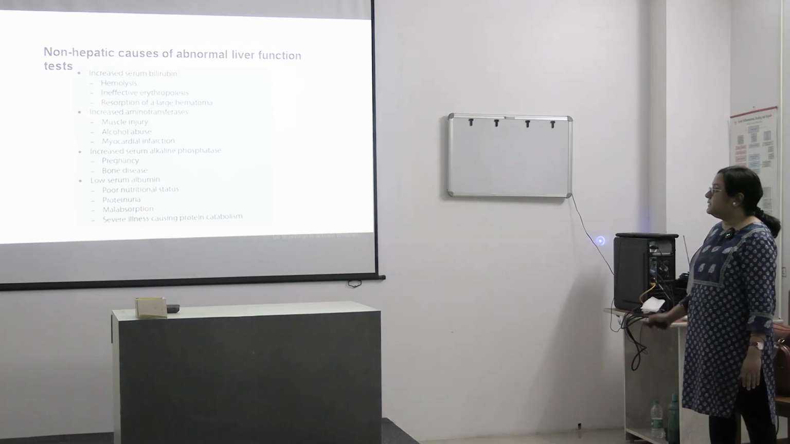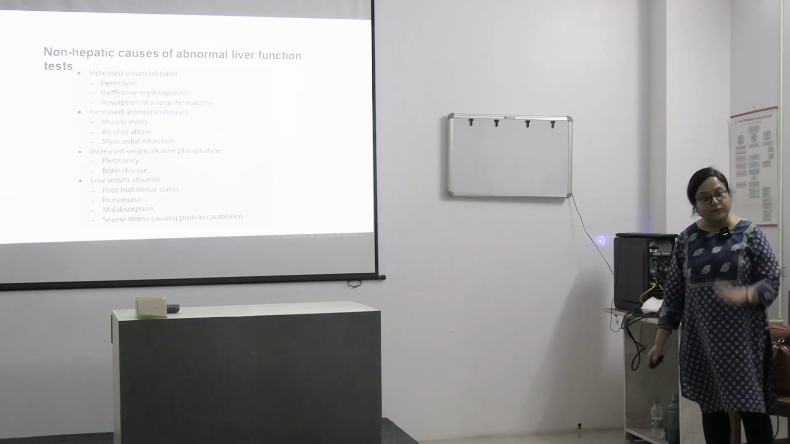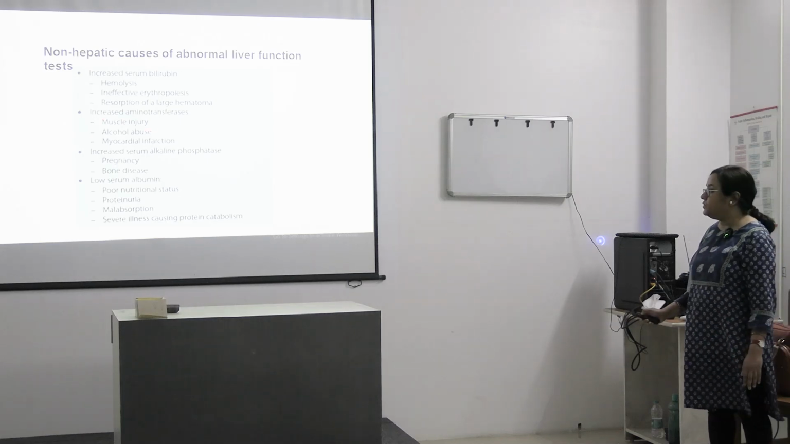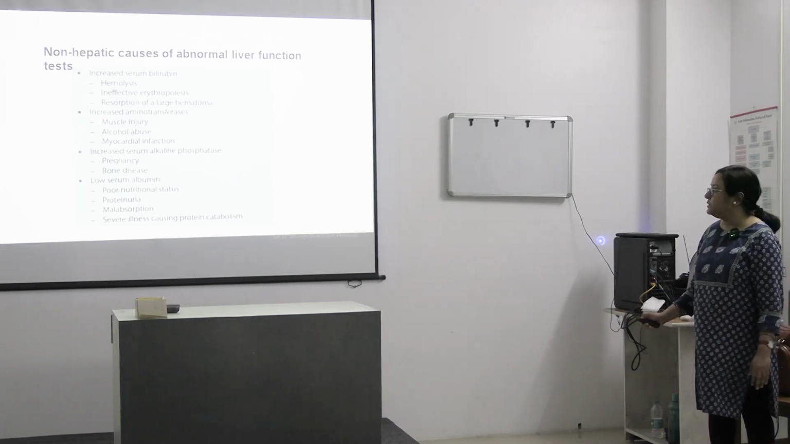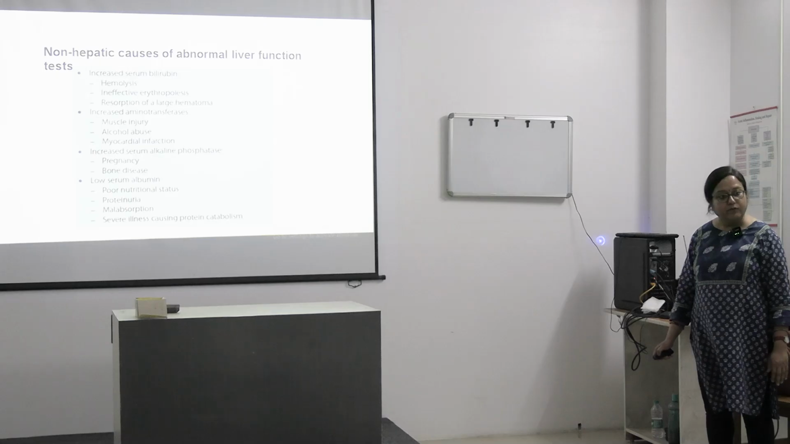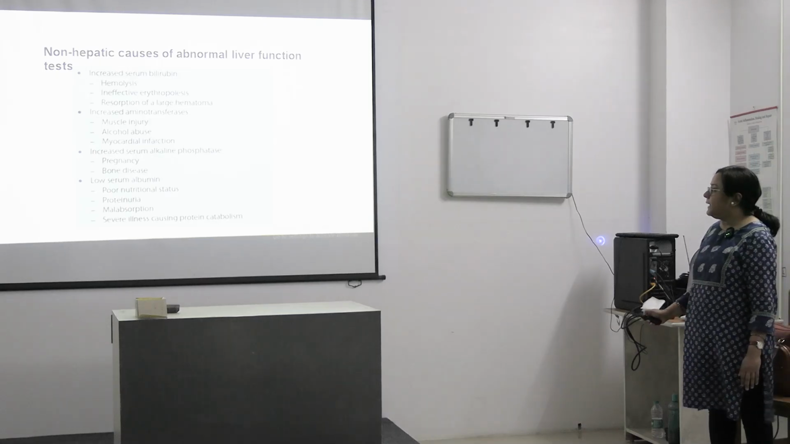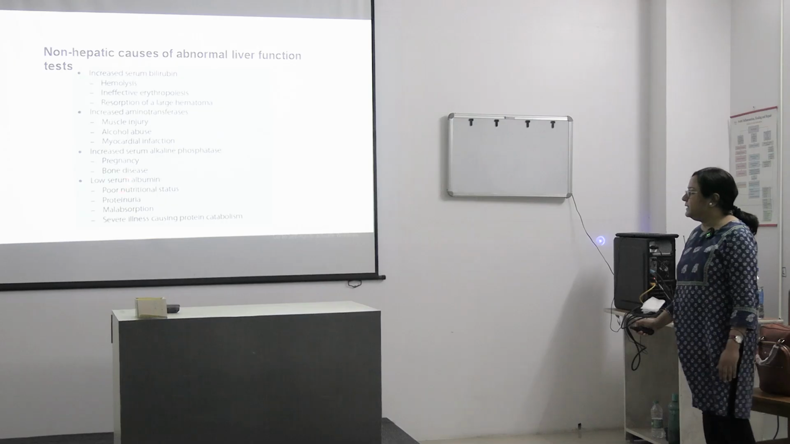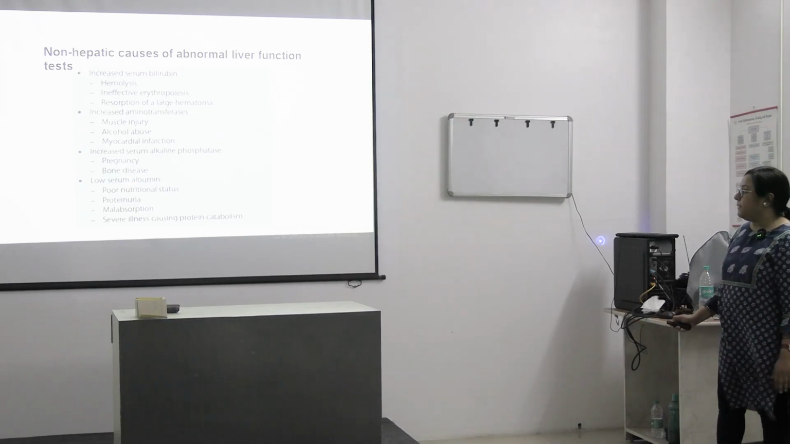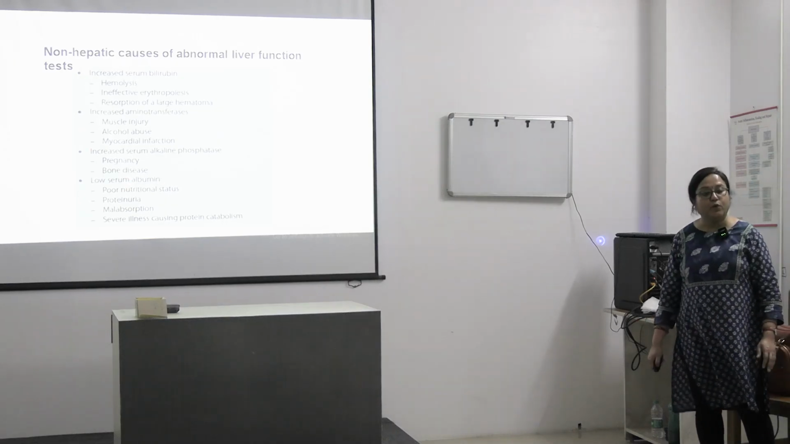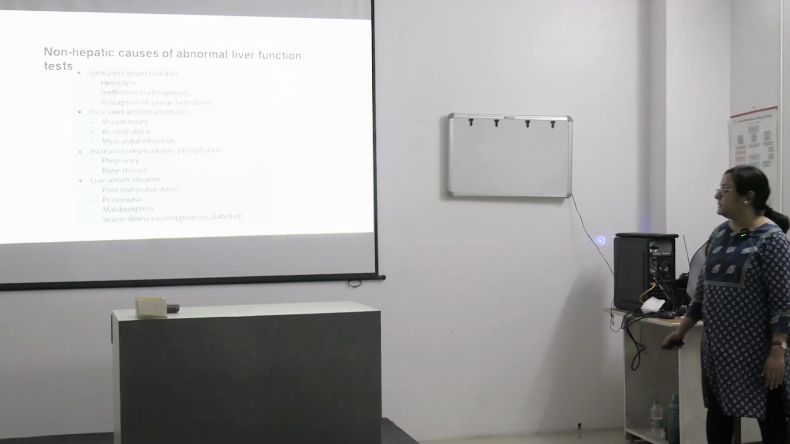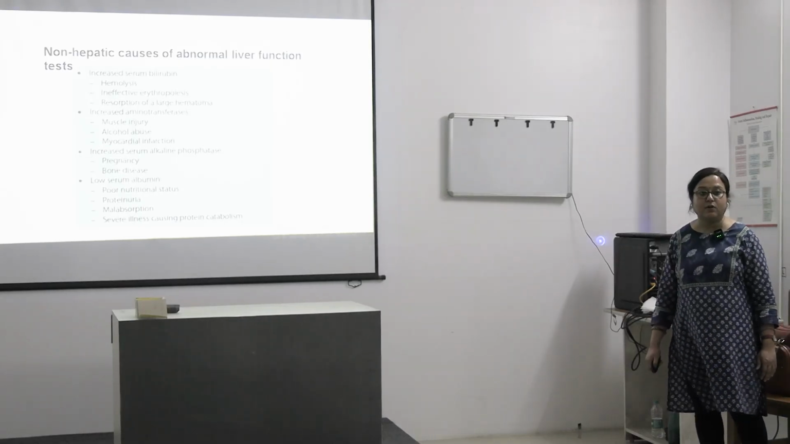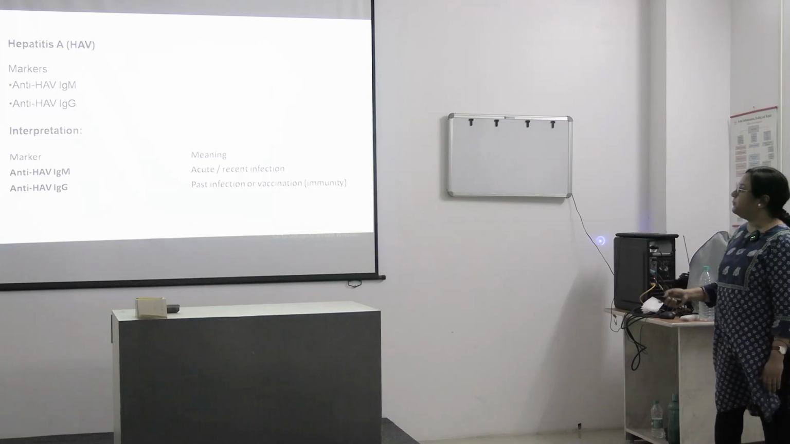Now, increased aminotransferase, apart from the hepatic causes, may be elevated in muscle injury, alcohol abuse and myocardial infarction. Serum alkaline phosphatase can be raised in pregnancy and bone disease, and low serum albumin can occur in poor nutritional status, proteinuria, malabsorption and severe illness causing protein catabolism.